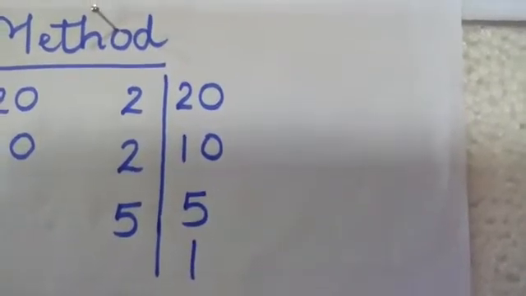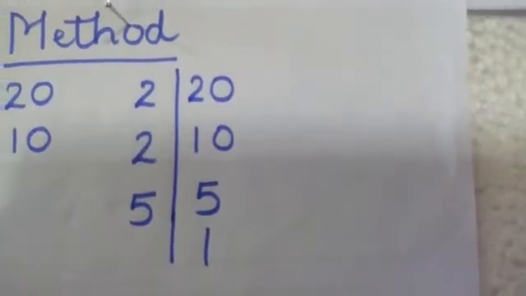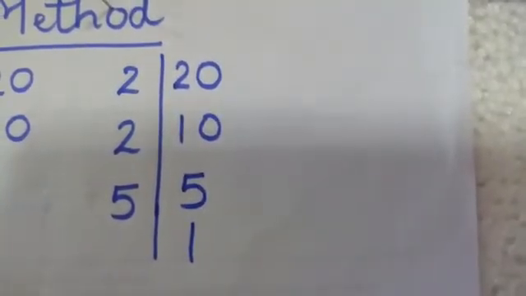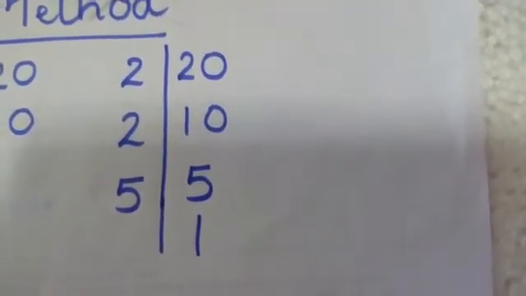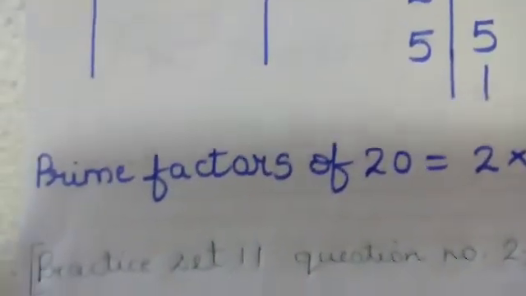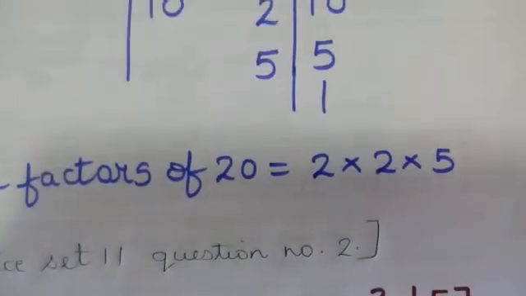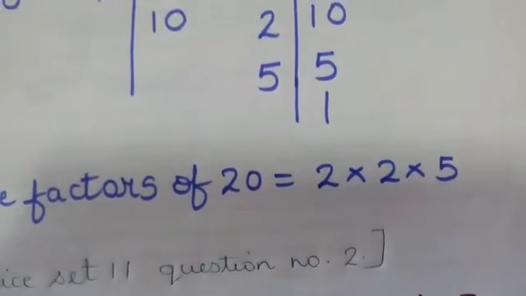Again 10 needs to be divided by the smallest prime number. It can be divided by 2. So we get the answer 5. So 5 needs to be written just below 10. Now 5 itself is a prime number, so it can be divided by itself. So the answer that we get is 1. So the prime factors of 20 are 2 into 2 into 5.